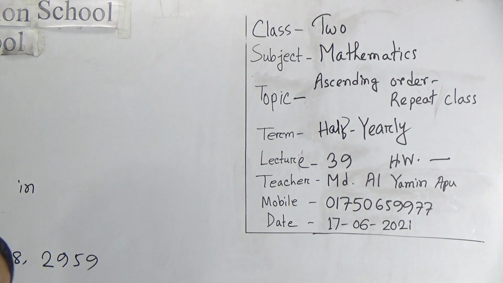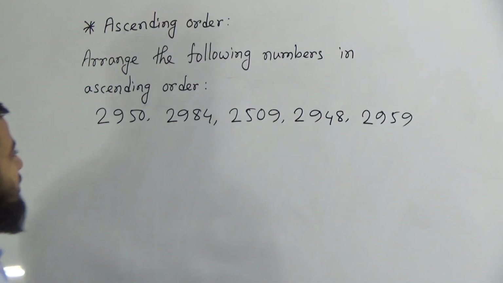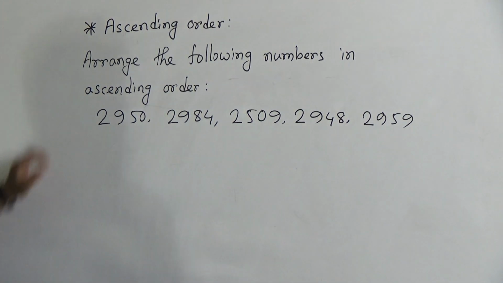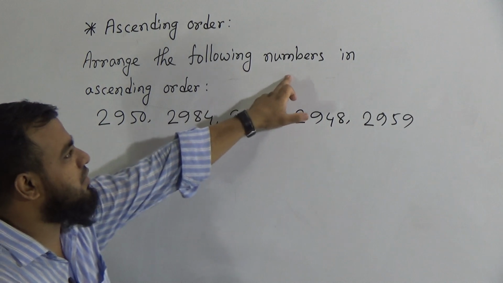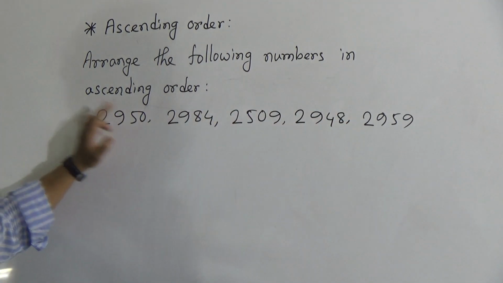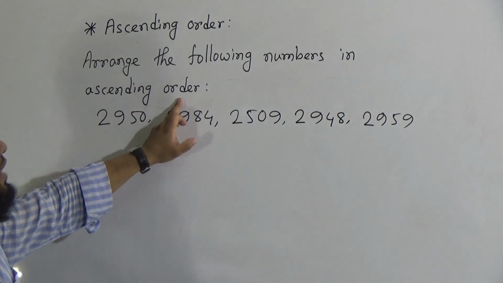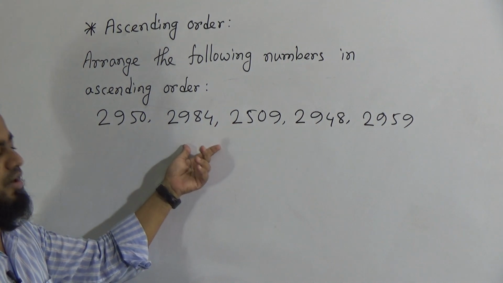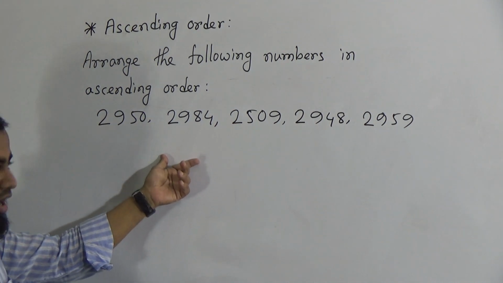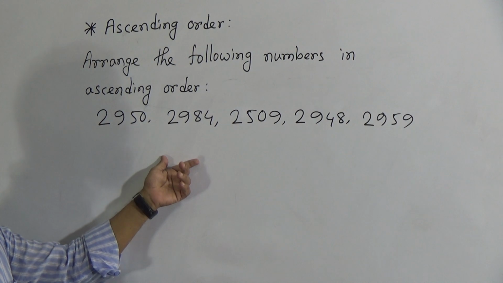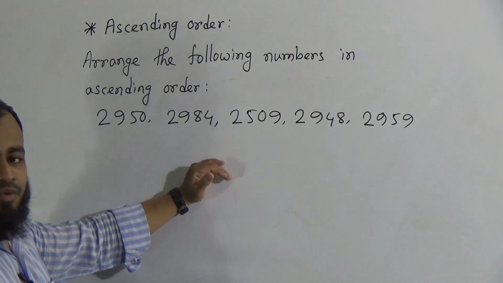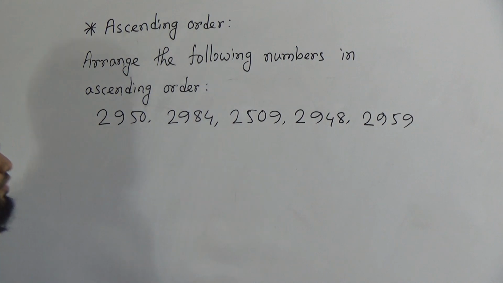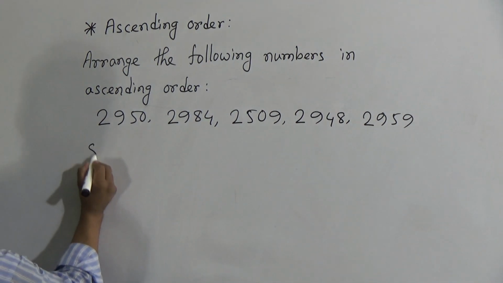Now let's start. Our topic is ascending order. The question will arise in your exam like this: arrange the following numbers in ascending order. Ascending order means we need to arrange the numbers from smaller to greater. I repeat, we need to arrange these numbers from smaller to greater. How should we arrange? Look, this is our solution.